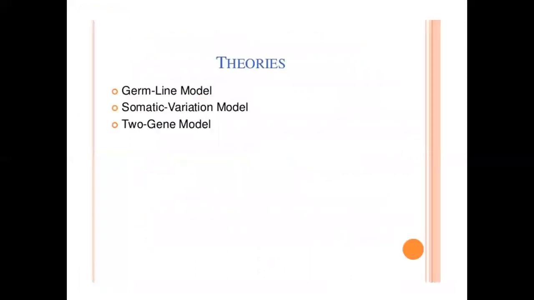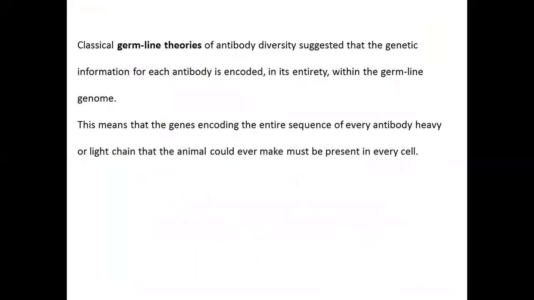Next, theories to explain antibody diversity. There are three theories: the germline model, the somatic variation model, and the two-gene model. First, I will explain the germline theory. According to the germline theory of antibody diversity, the genetic information for each antibody is encoded in its entirety within the germline genome. This means the genes encoding every heavy chain or light chain that the animal could ever make must be present in every cell. So in the germline genome only, the information for antibody synthesis is present. That is known as the germline theory.